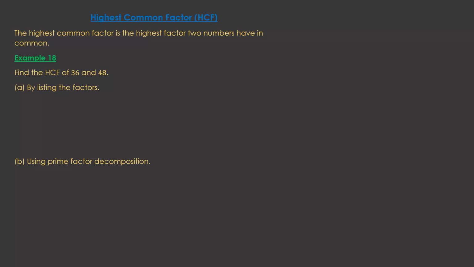Find the highest common factor of 36 and 48 in part A by listing the factors. So if we think about 36, we can do that as 1 times 36. It can be done as 2 times 18. It can be done as 3 times 12. It can be done as 4 times 9.